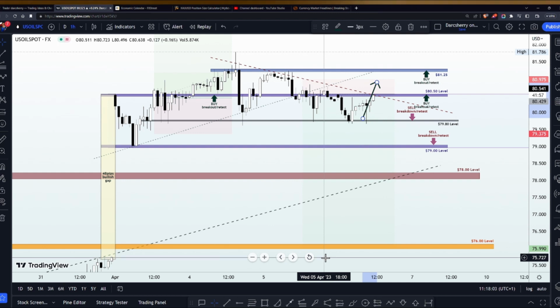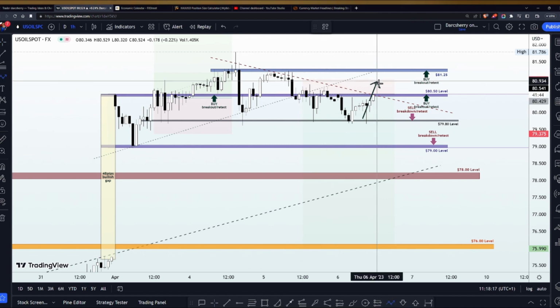And if this is the case here, remember, we are not getting too excited at this point, as we need some further confirmation to give us that leverage and confidence to actually buy the US oil. So what we are going to be looking out for is price action doing a retest of structure.